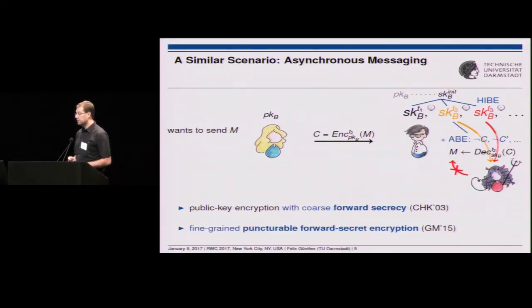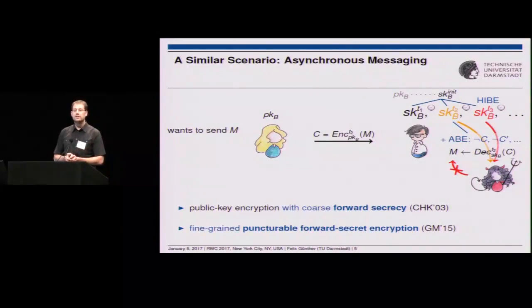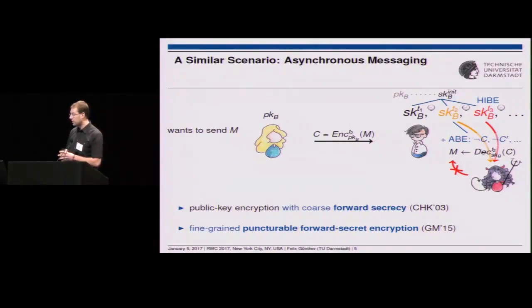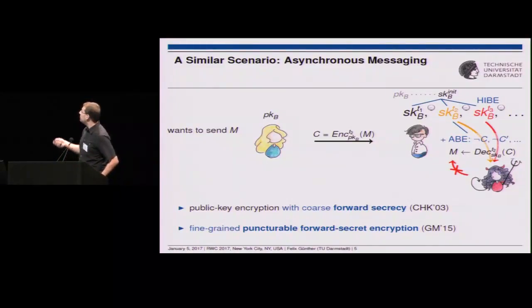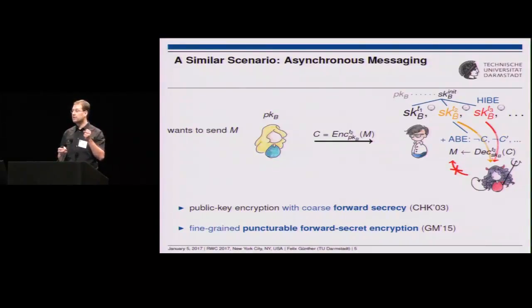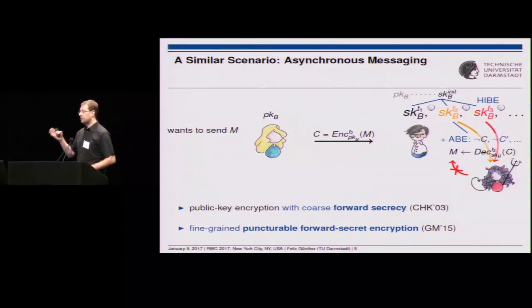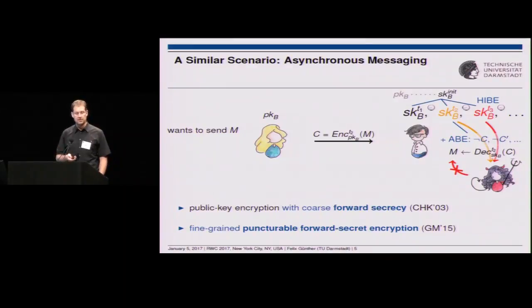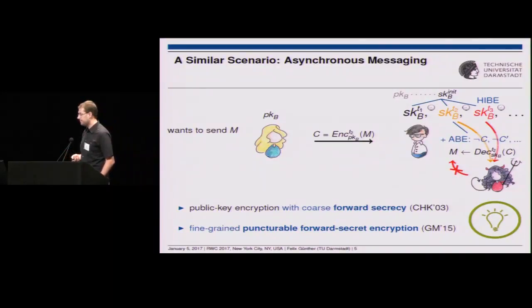And this is why, in 2015, Green and Miers came up with a more fine-grained approach to forward secrecy, which they called puncturable forward secret encryption. And for this, they fused this HIBE approach with an additional attribute-based encryption scheme. And this allows you to take the secret key of some interval and puncture out the capability to decrypt specific ciphertexts you've seen already. And by removing this capability, you get forward secrecy for these ciphertexts. And this is where our idea starts for this work.